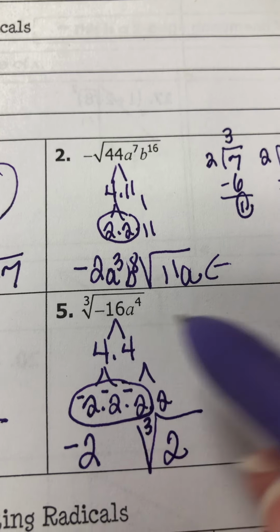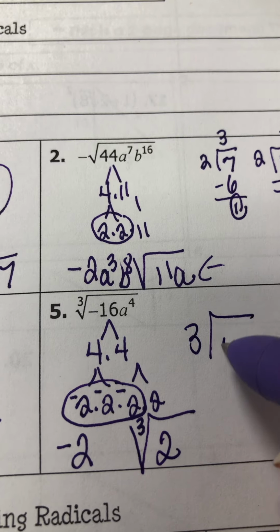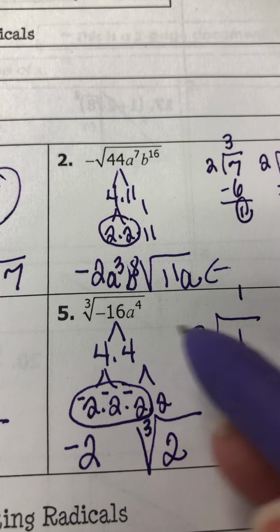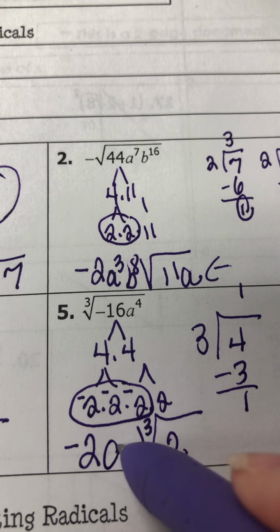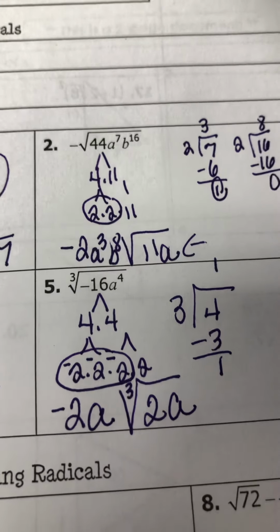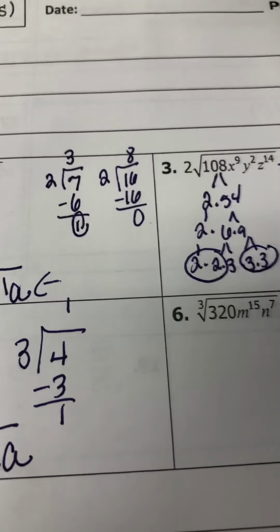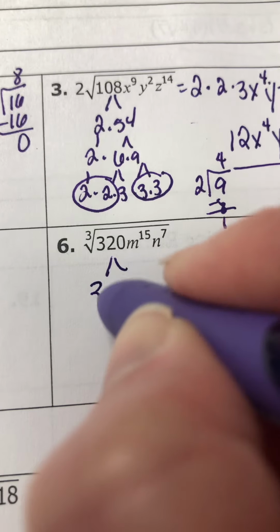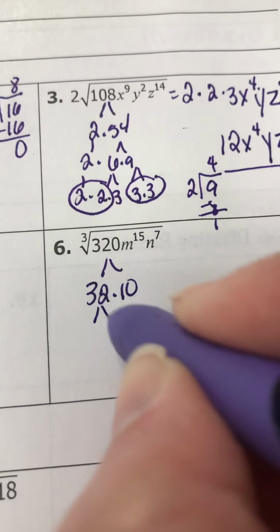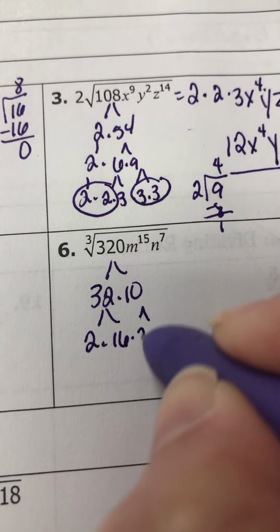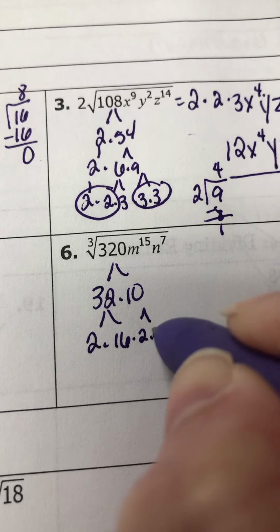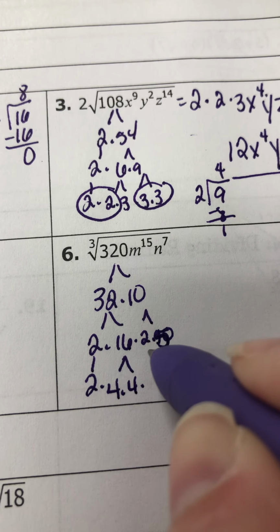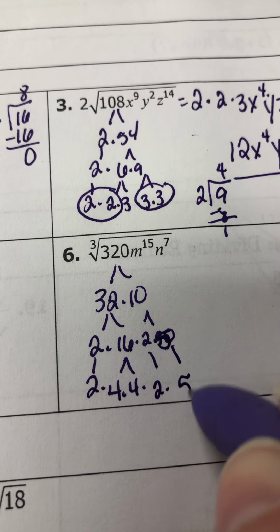Now in order to do a to the 4th, you'll divide by your index into your exponent. It'll go 1 time with 1 left over. So the cubed root of a to the 4th is going to be a with 1 a left behind. Now going to 320, I'll have 32 times 10, 2 times 16, and 2 times 10, or 5, sorry. So I'll have 2 times 4 times 4. Bring down that 2, and bring down our 5.